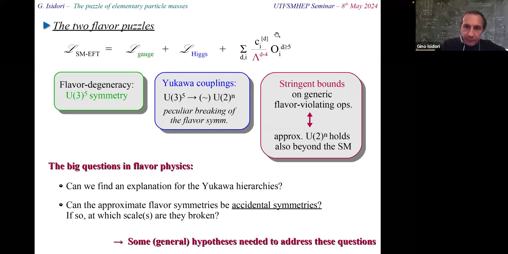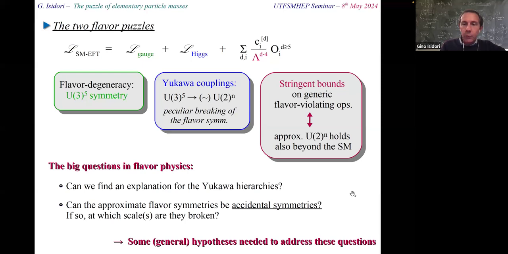And then all these extra degrees of freedom, if they are there, seem to respect these U(2) symmetries. They don't destabilize it. Otherwise, we would have seen violations in K-bar mixing, B-bar mixing, and so on. So the two questions are: can we find an explanation for this type of breaking? And can this breaking be associated to some true accidental symmetry? So the fact that we really find a way where we have U(2) and nothing else. I mean, these are the questions we would like to address.